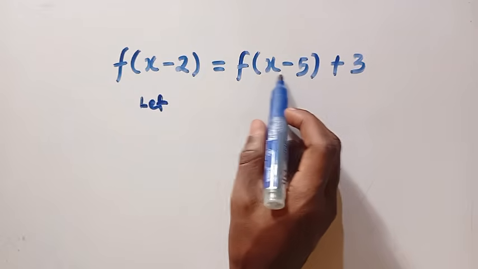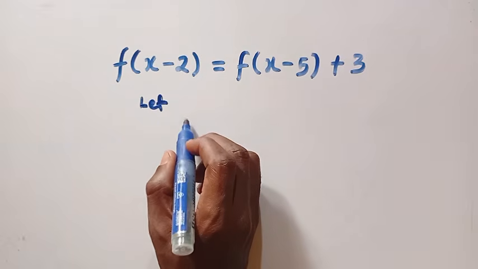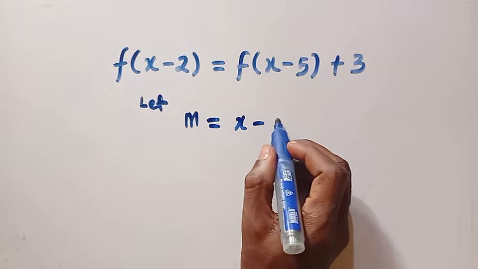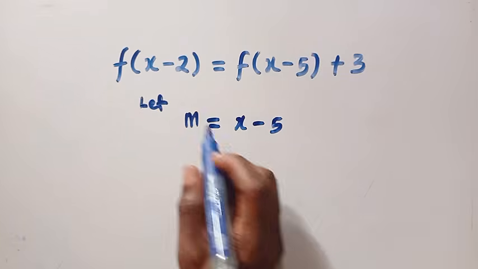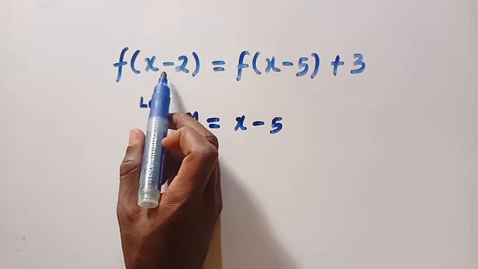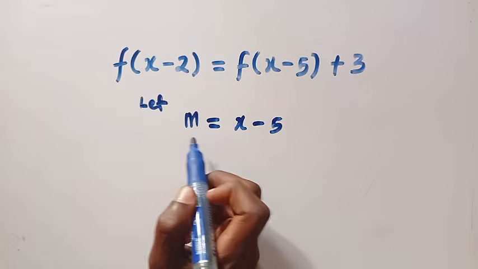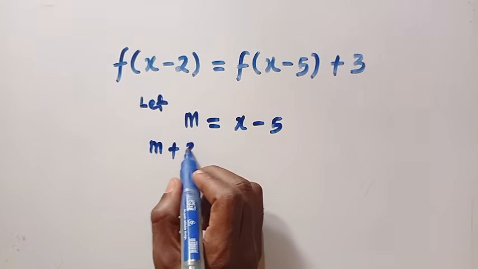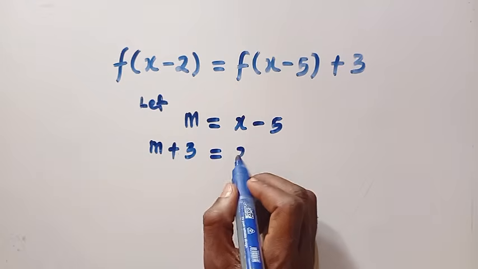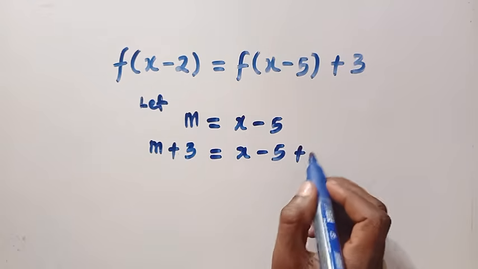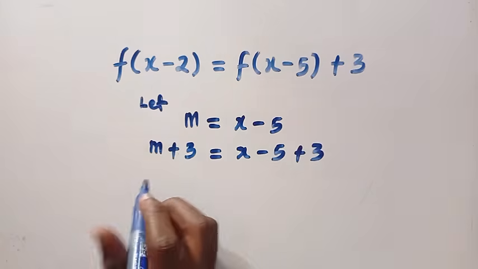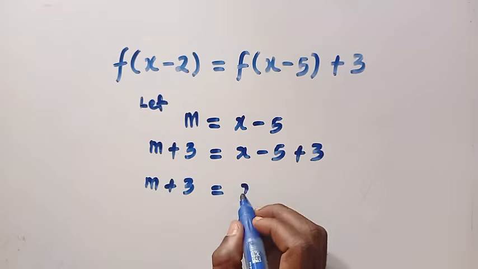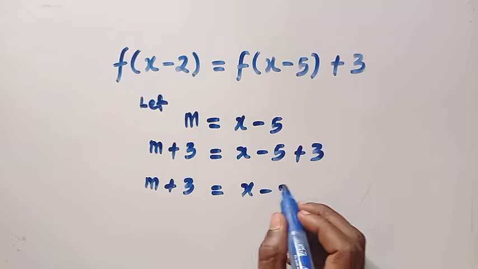We have x - 5 here. If I let m = x - 5, and to express x - 2 also in terms of m, we are going to add 3 to both sides, so we have m + 3 = x - 5 + 3, and that is x - 2.